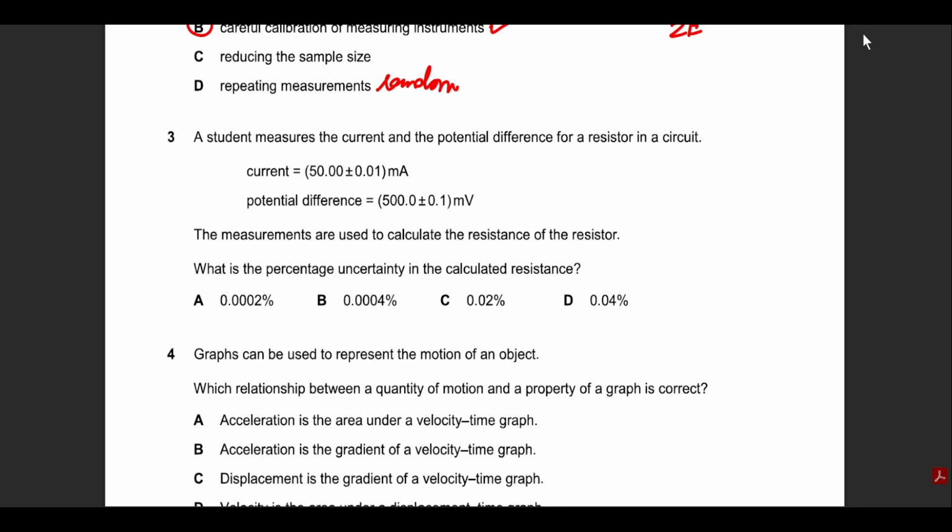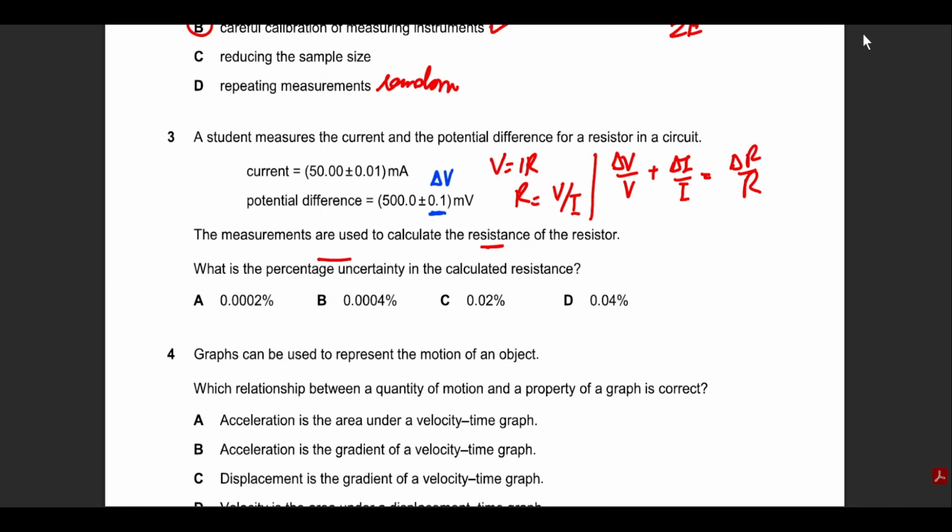Question 3, a student measures the current so-and-so. He wants you to find the percent uncertainty in the value of resistance. So we start with V equals IR and make R the subject of the formula. This is going to be V over I. So using the divided-by percentage uncertainty formula, this is going to come down to delta V by V plus delta I over I. This is the error function for delta R by R, and this is what we need for percentage uncertainty. So we're just going to add these errors.